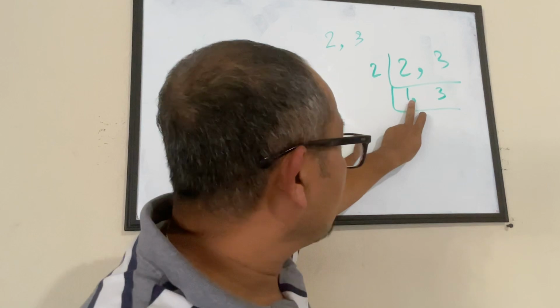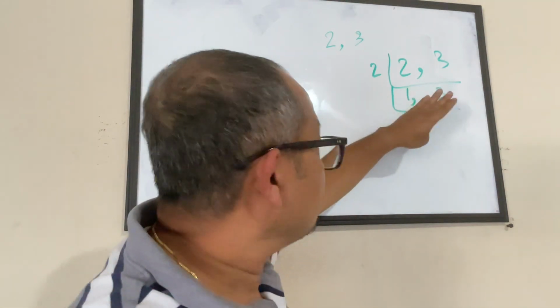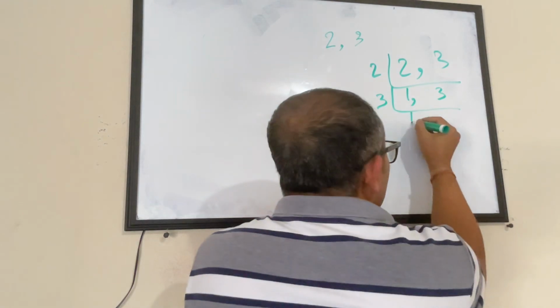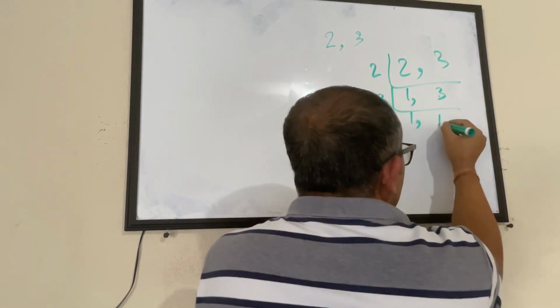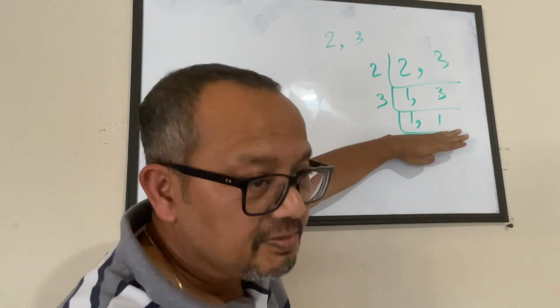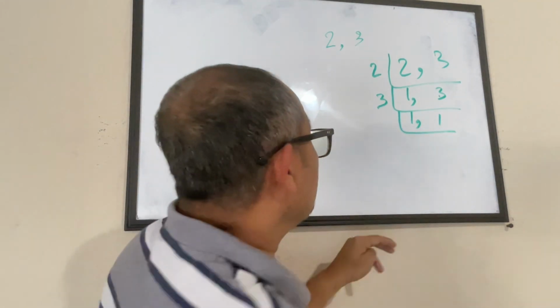Now, exclude 1. Wherever you have 1, don't count 1. Go to the smallest next number. So that is 3. So 1 remains 1. 3 ones are 3. Now everything has become 1 here, and here you can stop. Now, how do you find LCM?